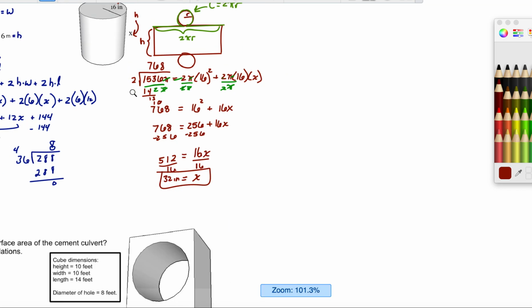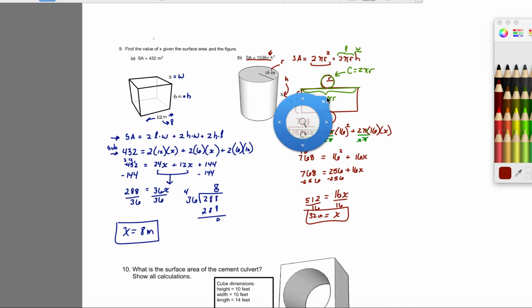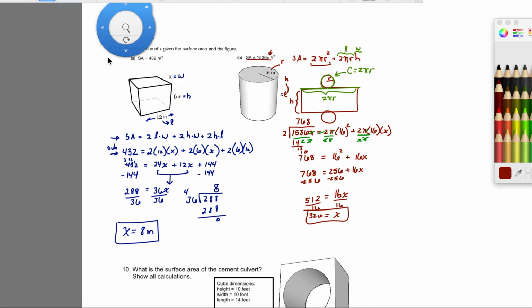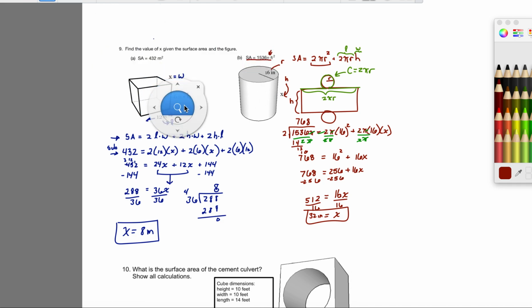Okay. All right, so we solved for a dimension for both of these. That's what we're doing for number 9. We know the surface area, and we don't know one of the dimensions. We just use the equation and solve.